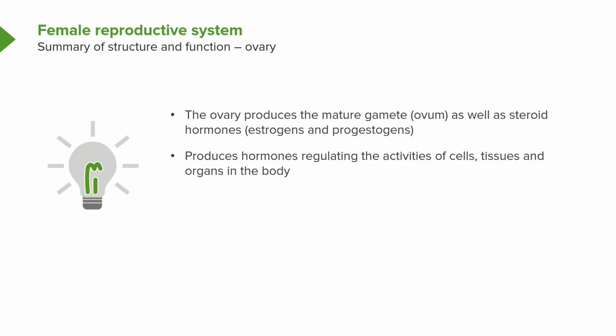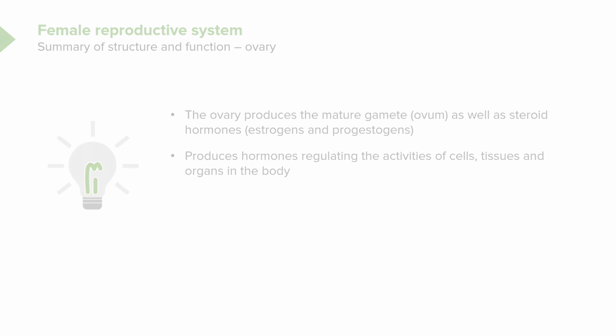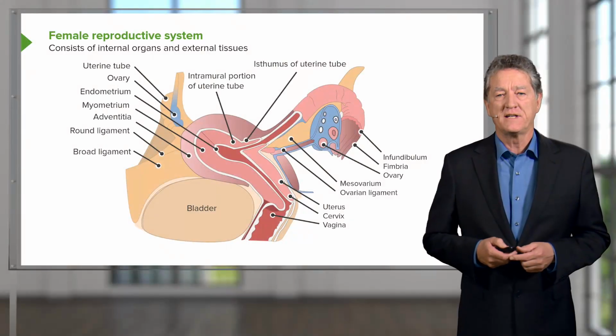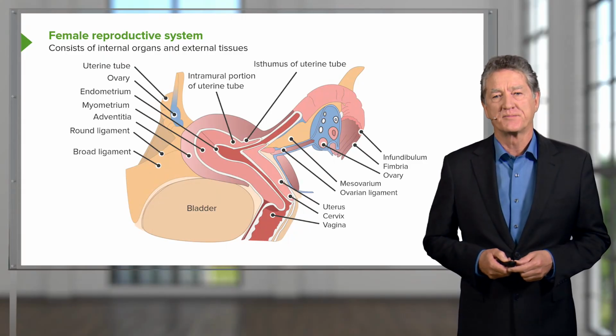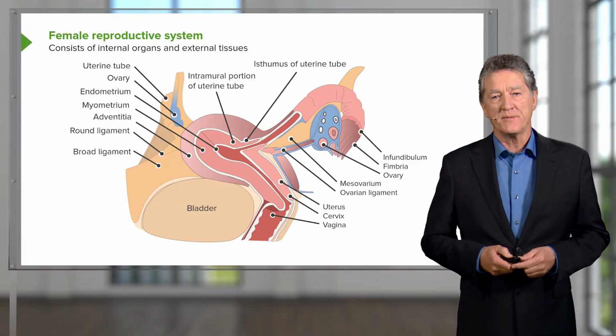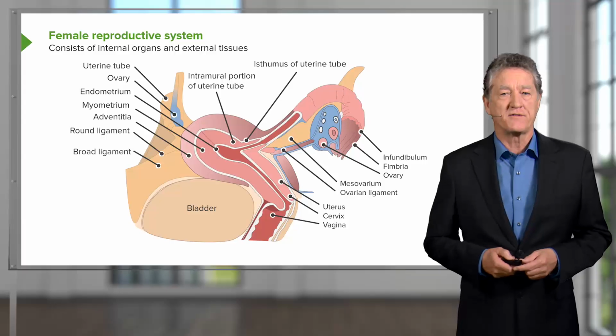We will mention these as we go through this lecture, and also the effects of these hormones on other organ systems in other lectures. I'm going to now briefly summarise the major organs of the female reproductive system. In this diagram, just orientate yourself a little.